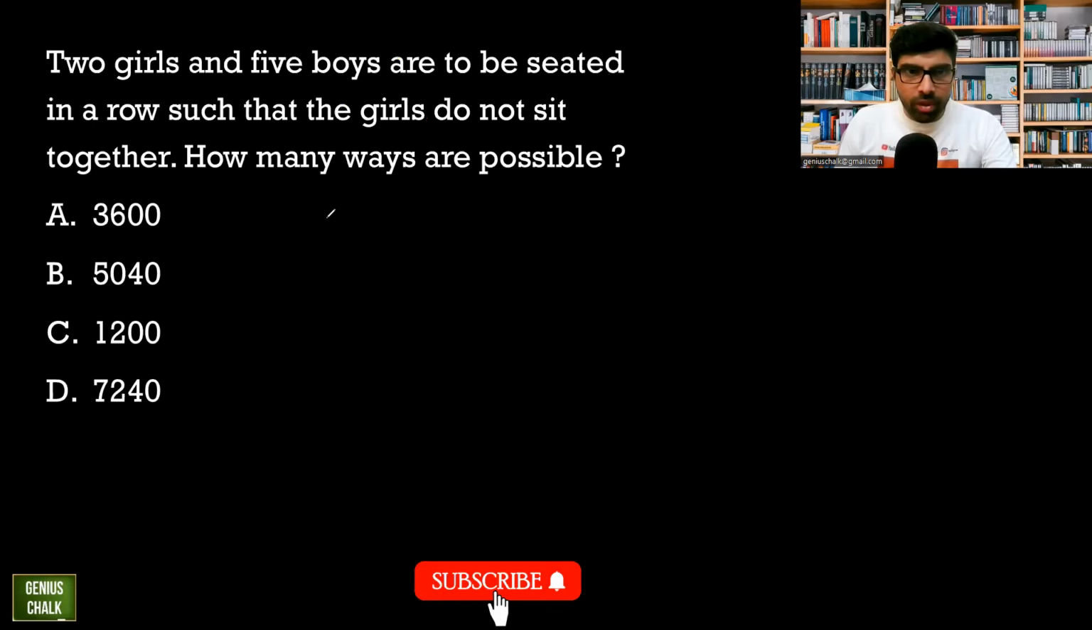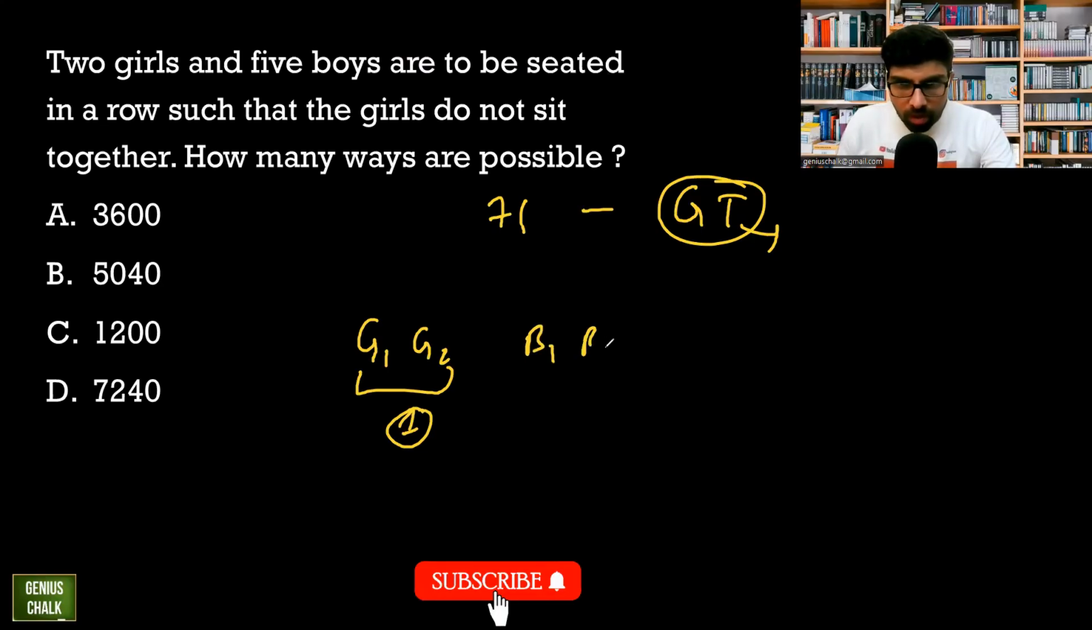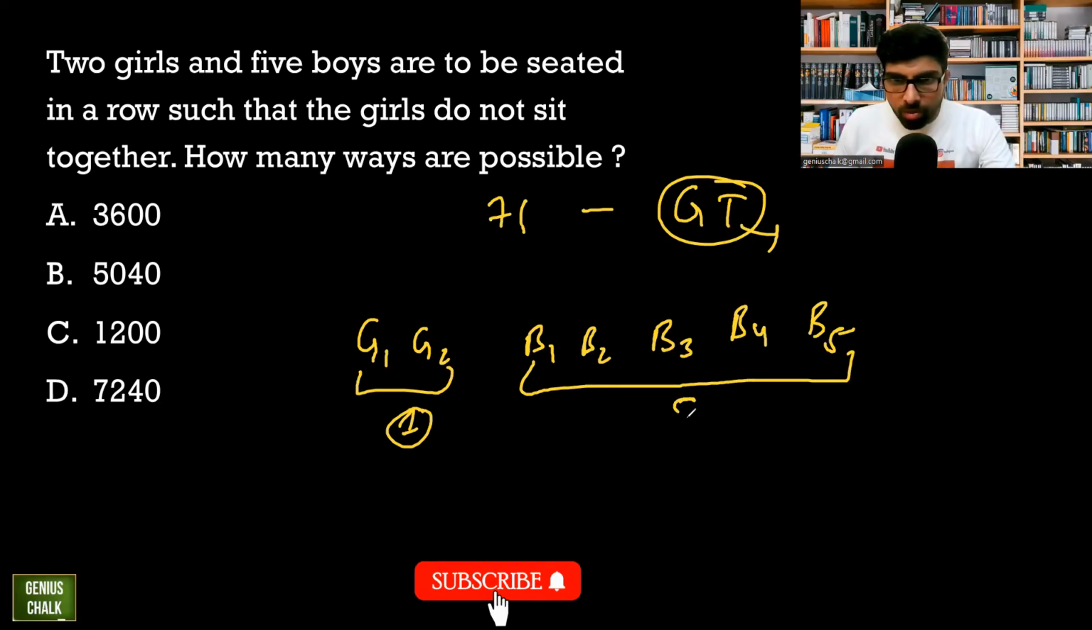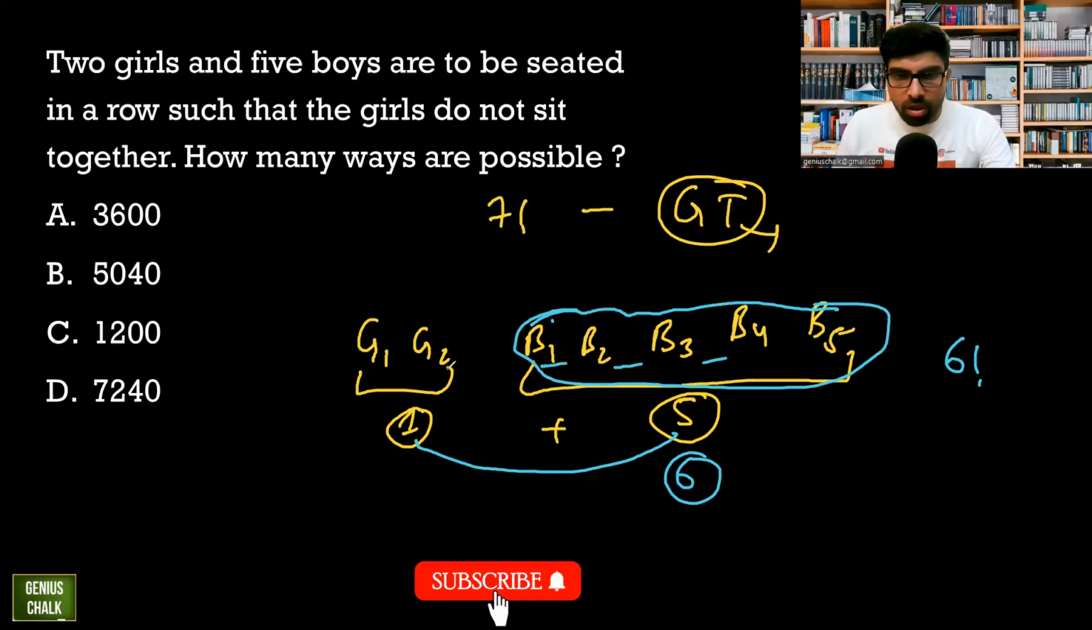So now girls never together. Let's see. Total cases were 7 factorial, and now we are finding girls together cases. When we take this case as girls together, we consider both girls G1 and G2 as one unit because they are together. How many boys are there? B1, B2, B3, B4, B5. So these are 5 boys, plus 1 unit of girls. That means together is 1 unit. So the total is 6, which means they will arrange themselves in 6 factorial ways. There are 6 places: 5 seats for boys and 1 seat for the girls.